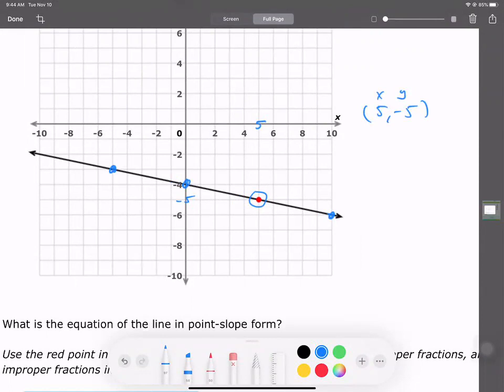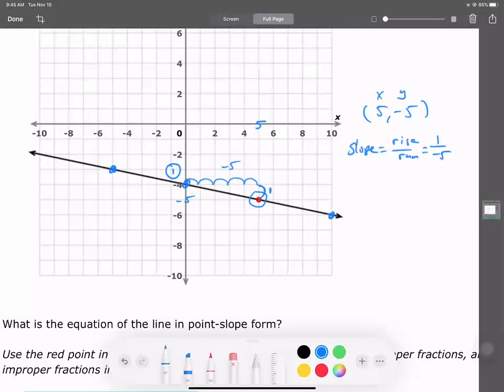And then what's the slope? How do I get from the red point, let's call this point 1? How do I get from red to 1? The rise is +1, because we went up, and then back 1, 2, 3, 4, 5. So +1 and -5. So the slope, which is rise over run, we're saying is rise 1 and back 5.